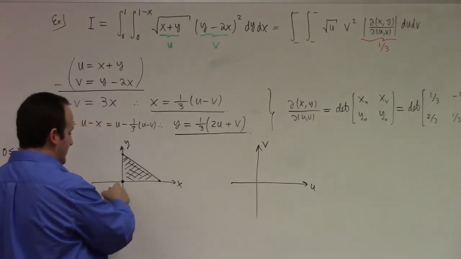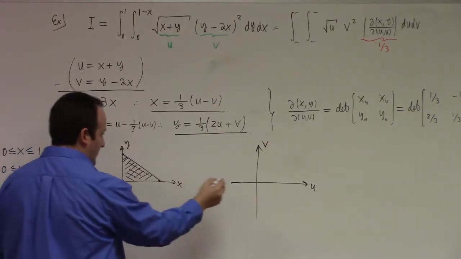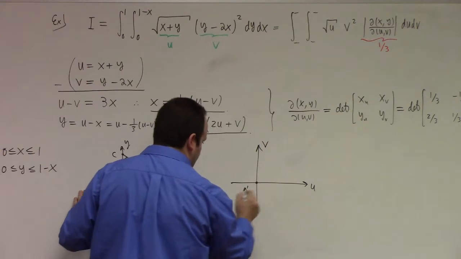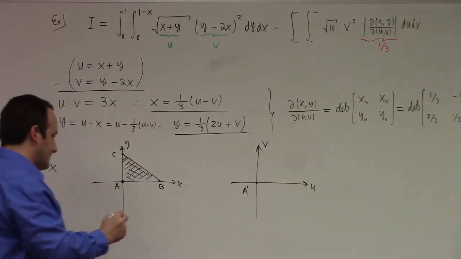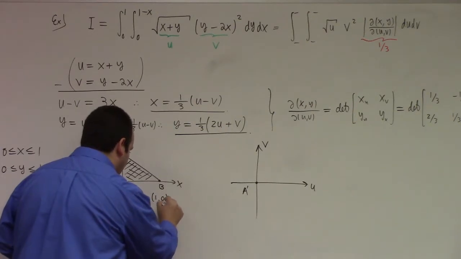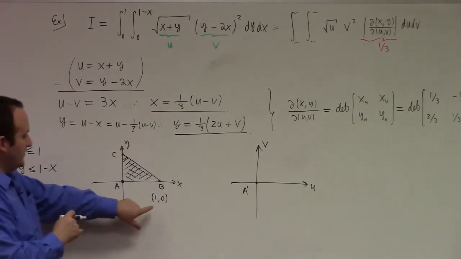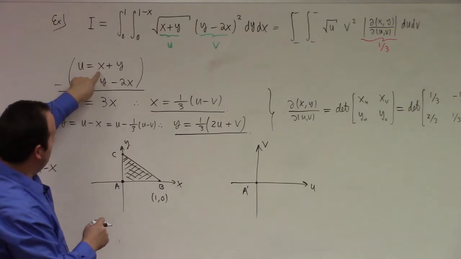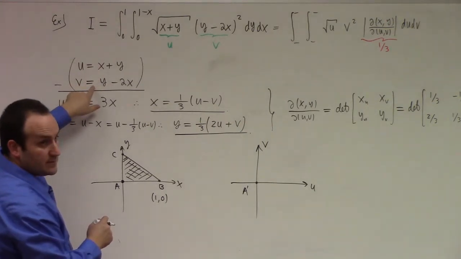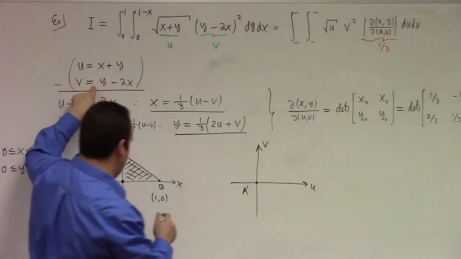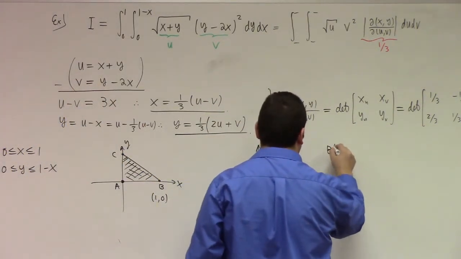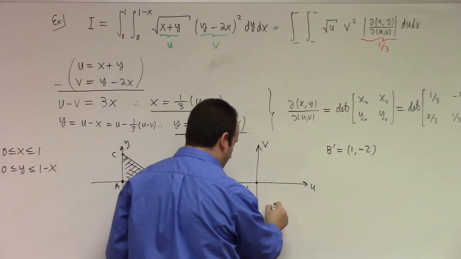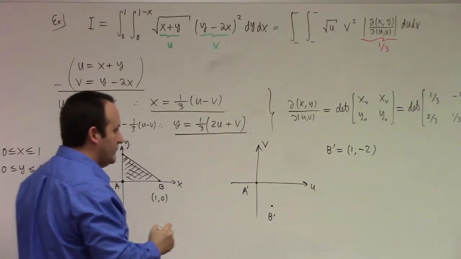First of all, where does 0 map to? 0 maps to, let me call these points A, B, and C. So A maps to A prime, which is 0 again. Where's B prime? So (1, 0) maps to u equal to 1, v equal to minus 2. So what did I just say? 1, minus 2? There's B prime.